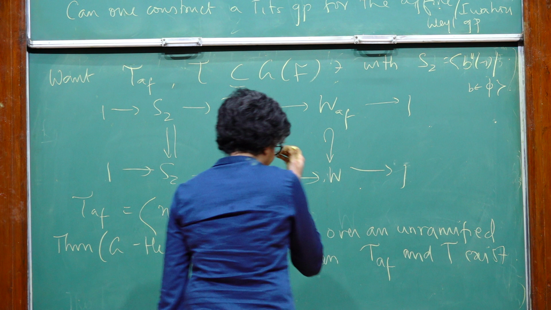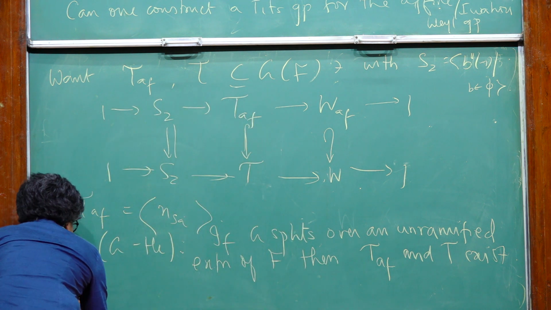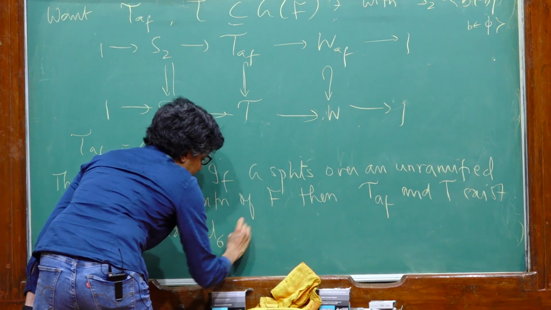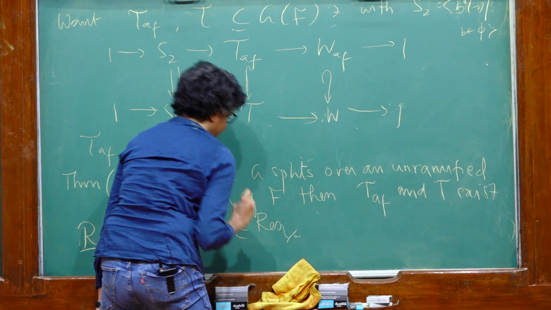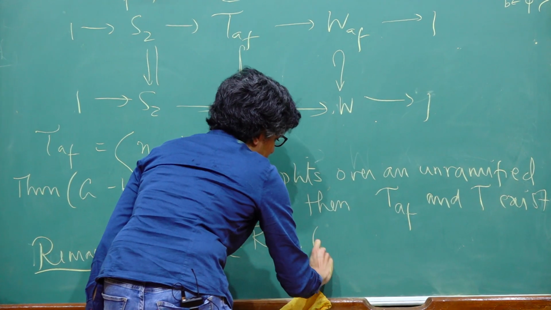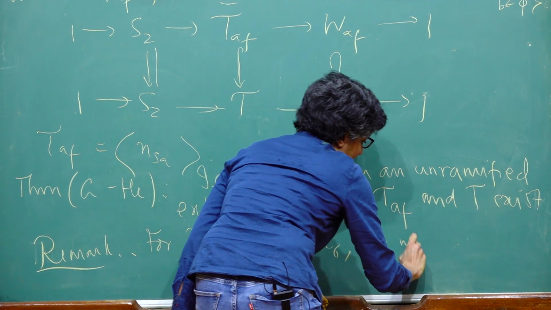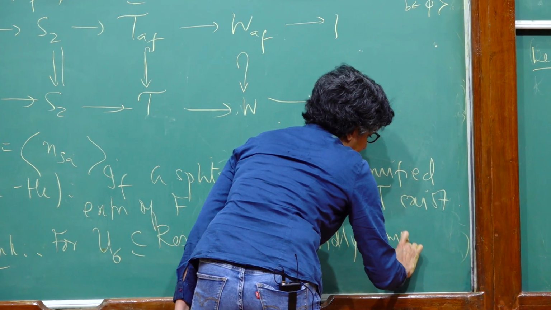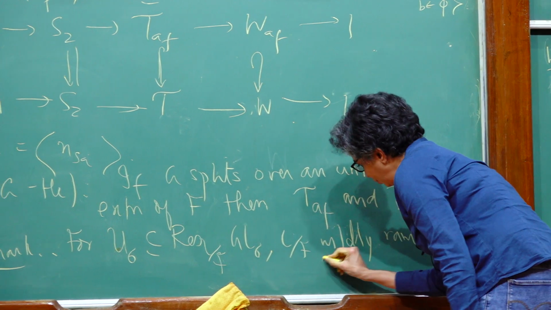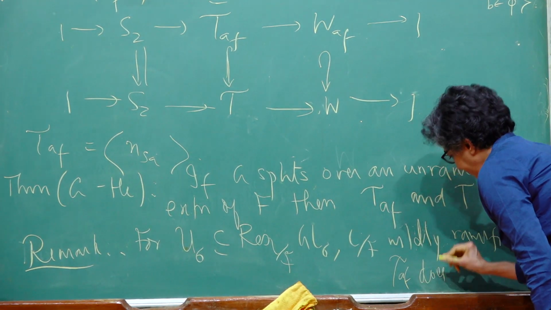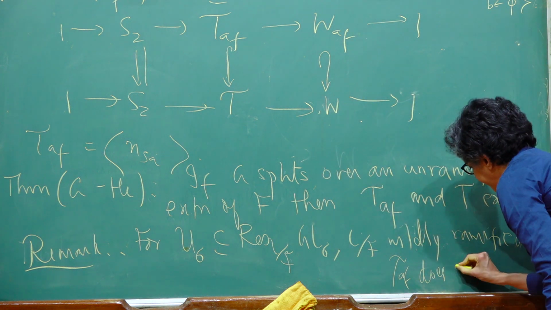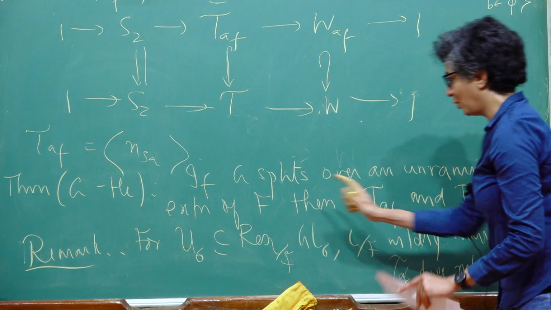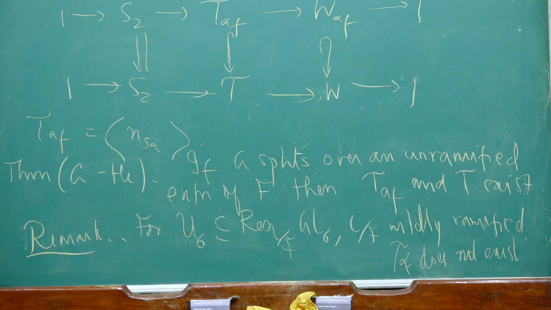I don't know if I'll have time to say anything about the proof, but I'll remark here, we had observed that for the even unitary groups U6 contained in, say, restriction L over F of GL6, where L over F is wildly ramified, the Tits group T affine does not exist. A group with these properties does not exist. But at that time, I think we didn't have clarity on what exactly was going wrong, so I'll end with one more result.